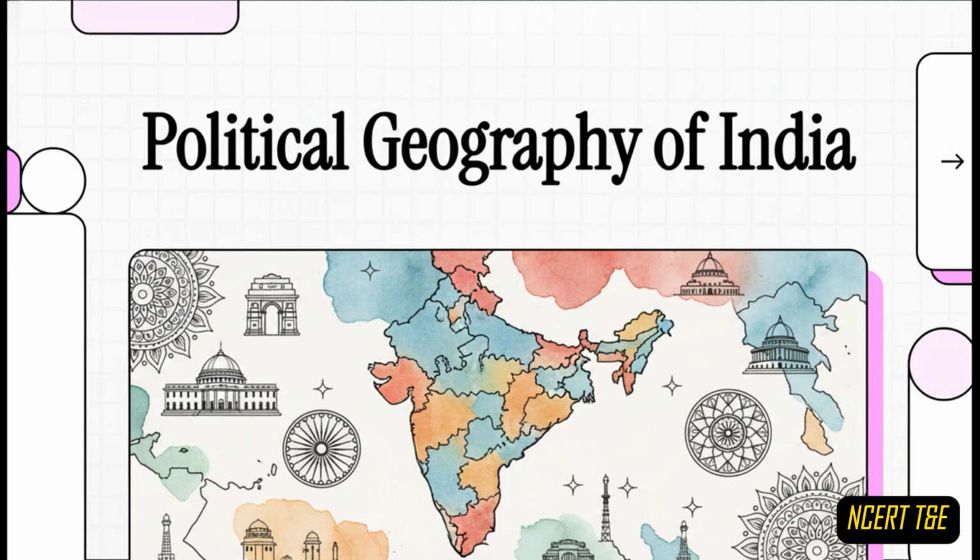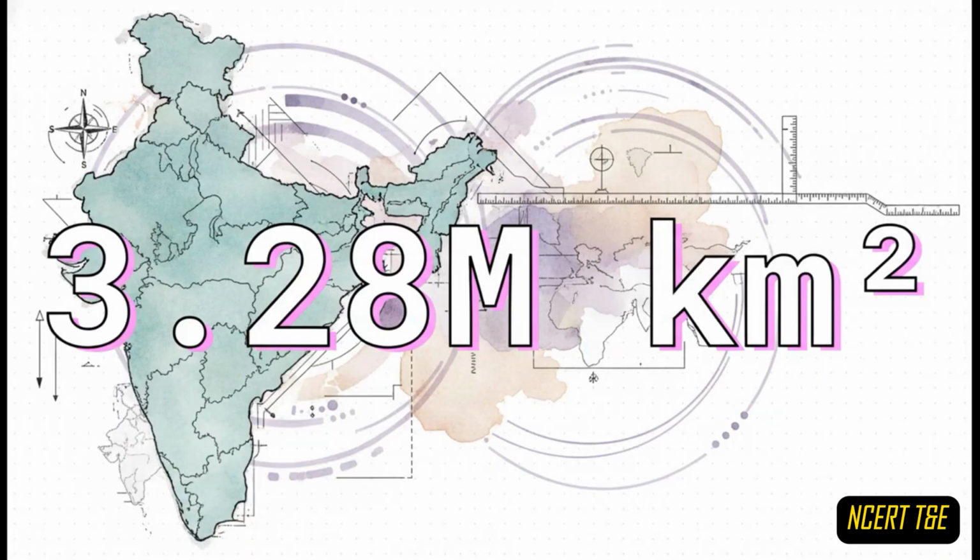All right, let's jump right in. Today, we're going to unpack the political map of India, a country that's just defined by its incredible diversity and, honestly, its massive scale. To really get a handle on India today, you've got to understand its map, how it's all put together. And the very first thing you need to wrap your head around is the size. We're talking 3.28 million square kilometers.